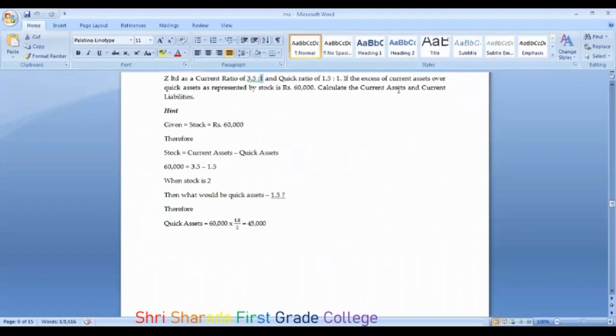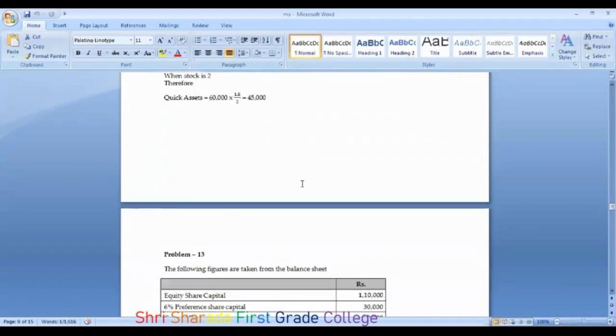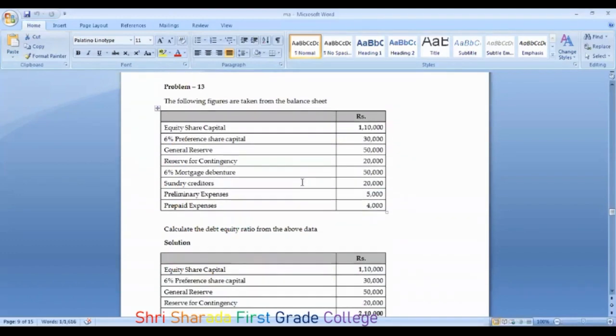In the same way, find out the current assets as well as the current liability. Current assets, you all know, is 3.5 divided by 2 multiplied by 60,000. Again, the current liability is also the same: 1 divided by 2 with the same value of 60,000. The next one is very important, to find out the debt equity ratio as well as the proprietary ratio. The following figures are taken from the balance sheet of.